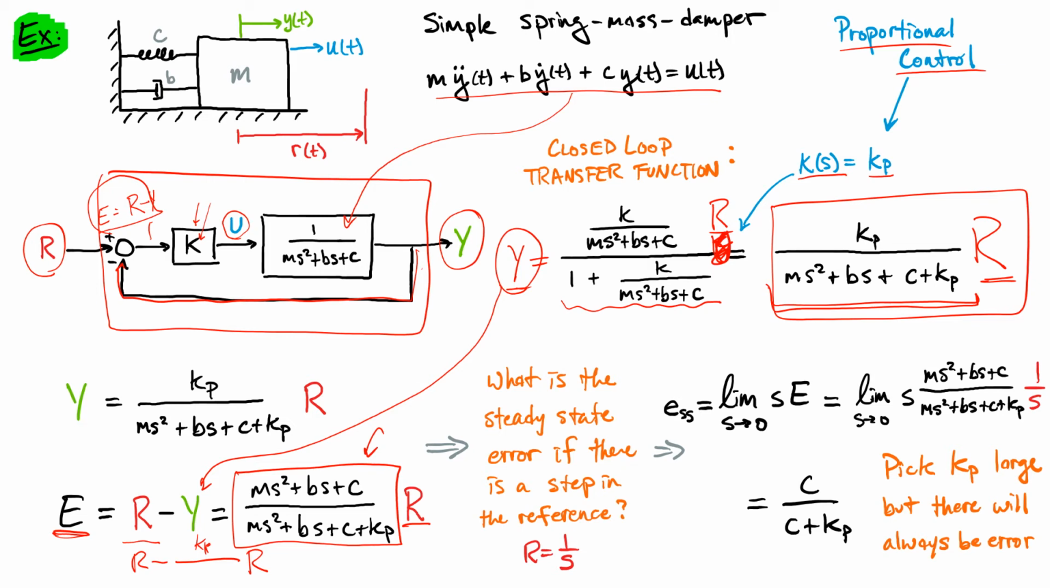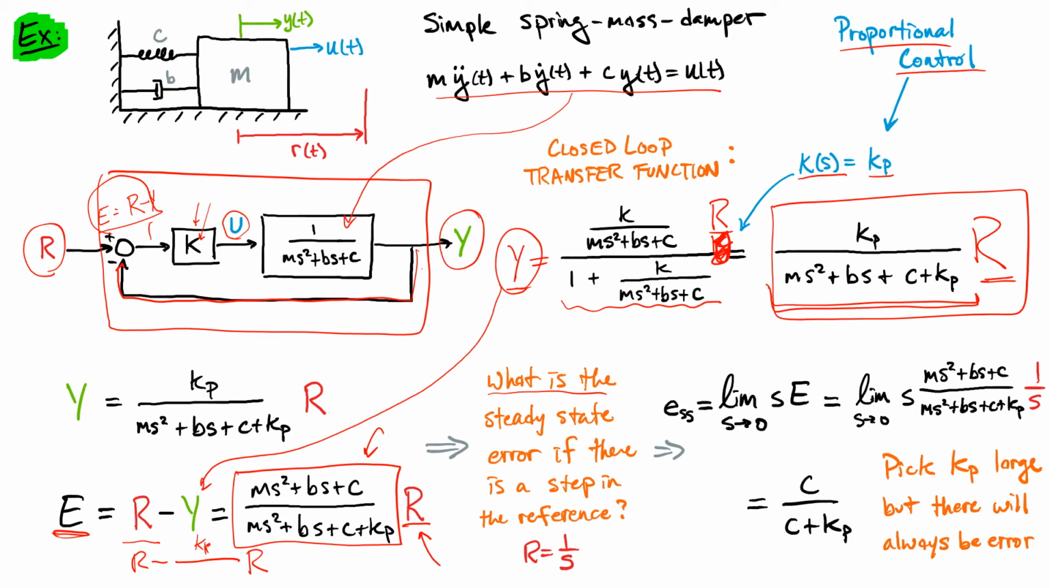Now it becomes interesting because we can hypothesize different types of references that we may want to follow. Again, these would be the types of functions that we would like the output to mimic. In this particular example, we're going to consider what happens if the reference is a step function. It was at 0 and then it's going to step up to 1 at t equals 0.